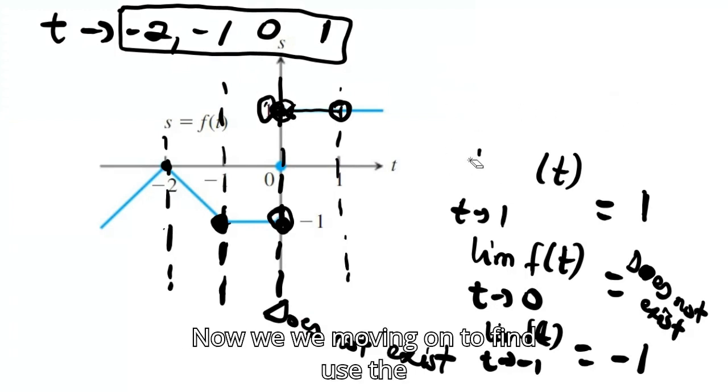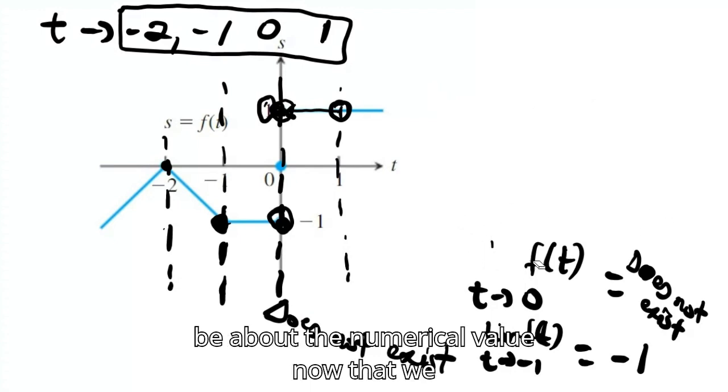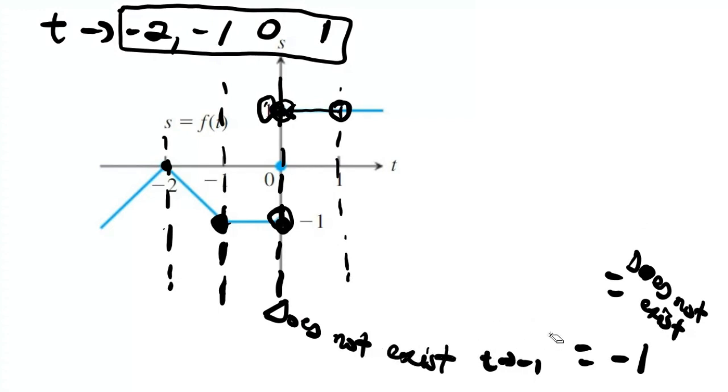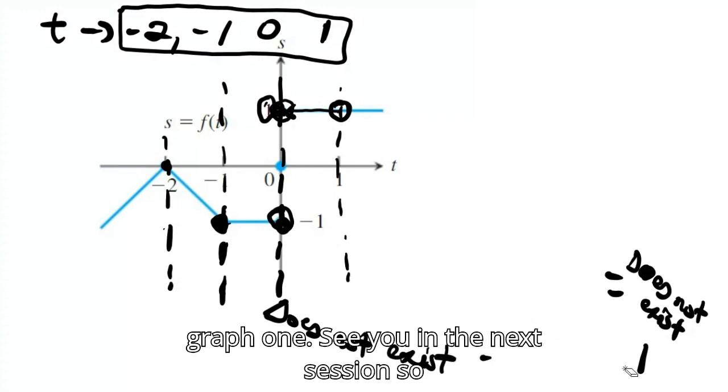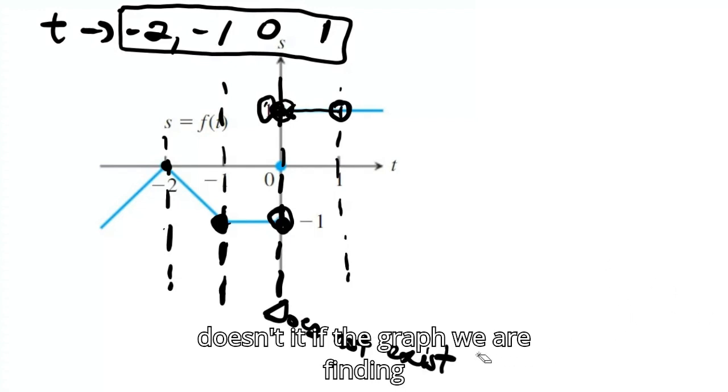Now we're moving on to using numerical values. The next session is going to be about the numerical value, now that we understand how to go about the graph one. See you in the next session so that we can explore more examples that don't deal with the graph way of finding the limit of a function.